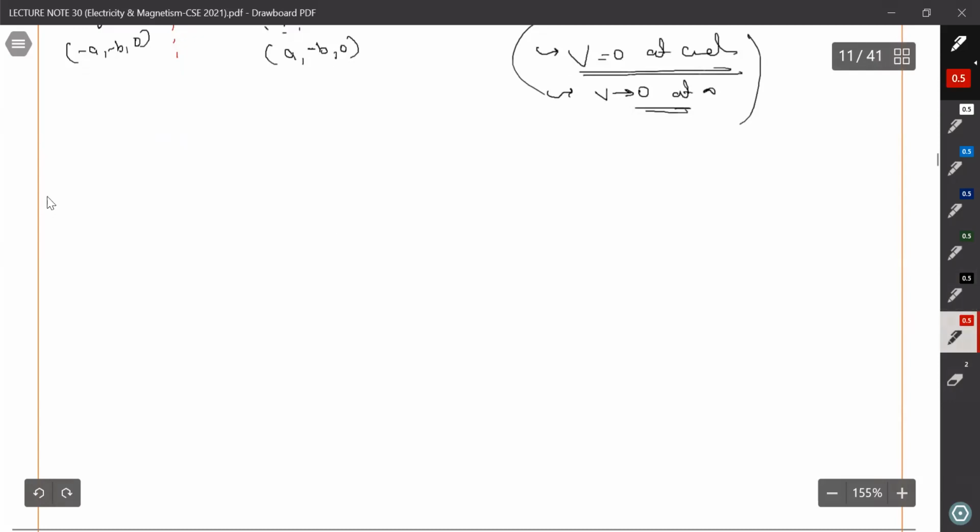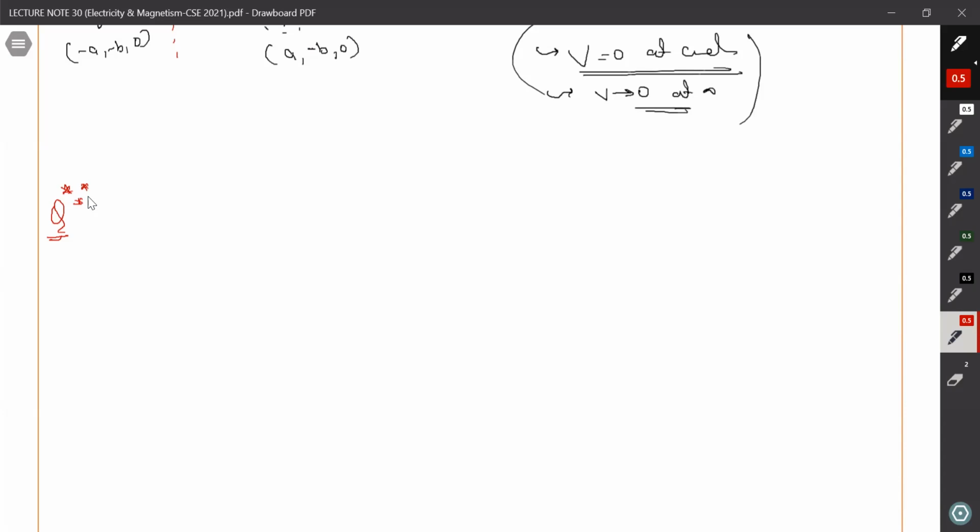This is very important. This is also very important because this can be asked, although it's a very tough question and it should not be asked, but it can be asked. So the question is, in example 2, but in addition the second charge is at some potential V naught.